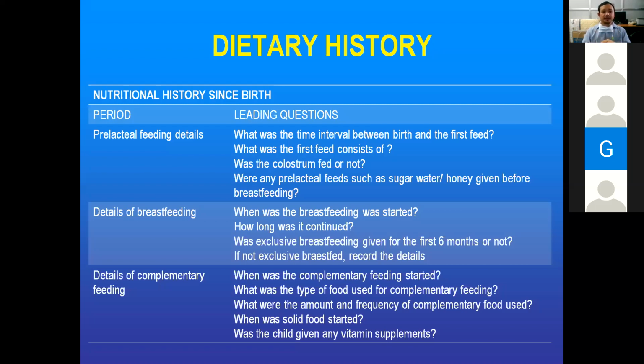Then details of complementary feeding, like when was the complementary feeding started? What was the type of food used for complementary feeding, like rice water, dal water, khichdi? What were the amount and frequency of complementary food? And when was the solid food started? And was the child given any vitamin supplements?